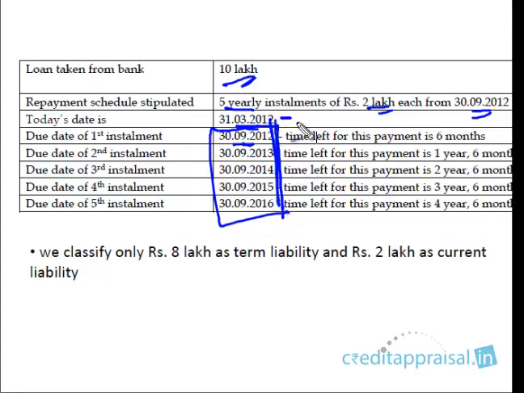So from today's date, 31/3/2012, the first installment has time left of just 6 months. For the second installment, time left is 1 year 6 months, then 2 years 6 months, and so on. So what is the current liability? Only this portion, right? The first installment is a current liability. Each installment is 2 lakhs, so 2 lakhs will be a current liability, and the rest 8 lakhs will be term liability, right? So with this we come to the end of this segment. In the next segment we'll be discussing another item, another term liability, that will be the unsecured loans, right? See you then.